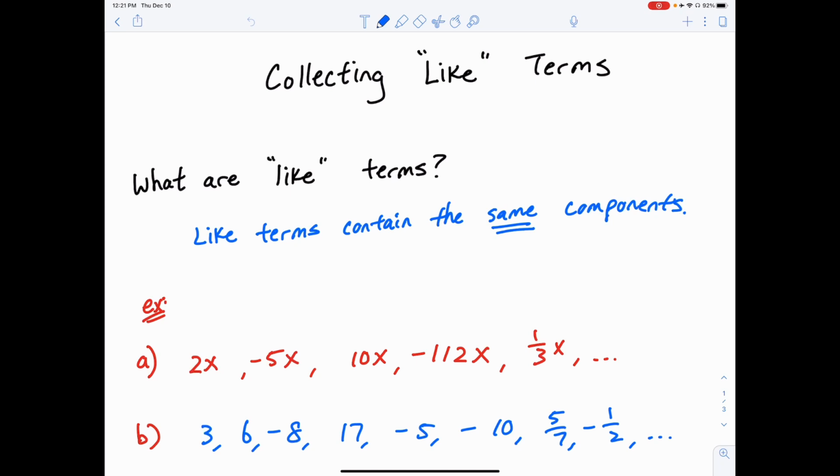So first of all, what are like terms? So basically, like terms can be identified when they contain the same components. So let's take a look at some examples.